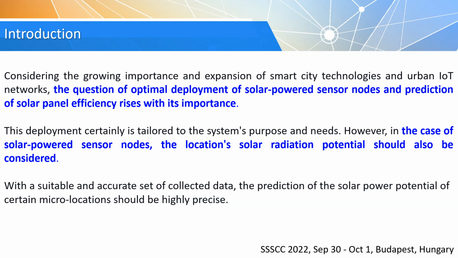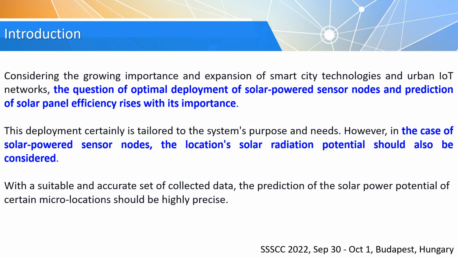For the introduction, considering the growing importance and expansion of smart city technologies and urban IoT networks, the question of optimal deployment of solar-powered sensor nodes and prediction of solar panel efficiency arises with its importance. This deployment certainly is tailored to the system's purpose and needs. However, in the case of solar-powered sensor networks, the locations of solar radiation potential should also be considered.